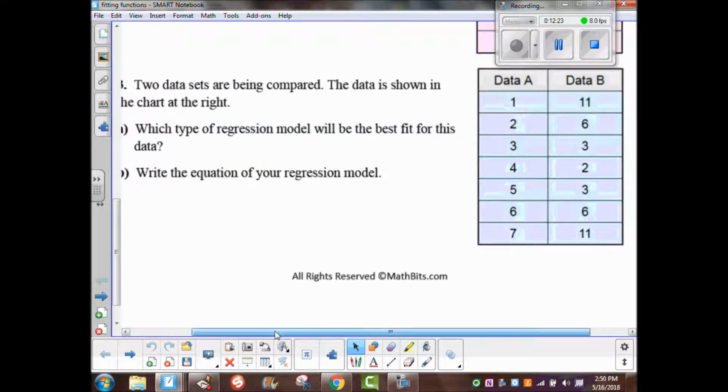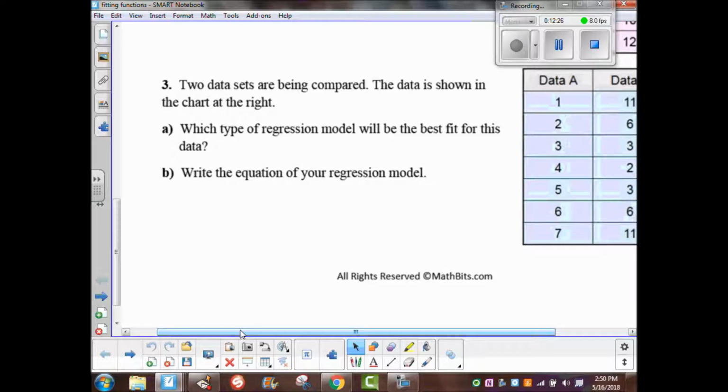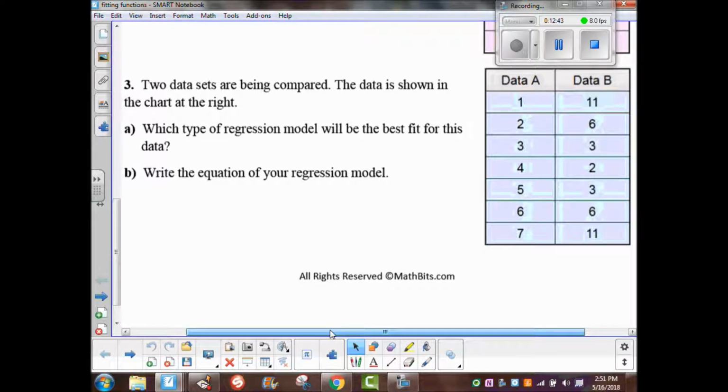Okay. 2 data sets are being compared. They're not giving us any context here. There's no context. They just said data set A, data set B. Which type of regression model will be the best fit for this data? So I would say, I got to look at a graph here. I got to see what this looks like.